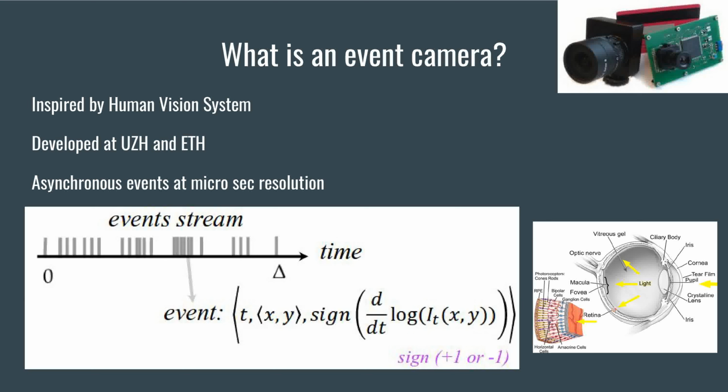It's a camera system developed at ETH and UZH, which is inspired by the human retina system. Unlike a traditional camera which outputs frames at fixed time intervals, an event camera outputs events asynchronously at microsecond resolution. An event comprises the time at which it occurred, the pixel location at which it occurred, and the sign of intensity change of the pixel.